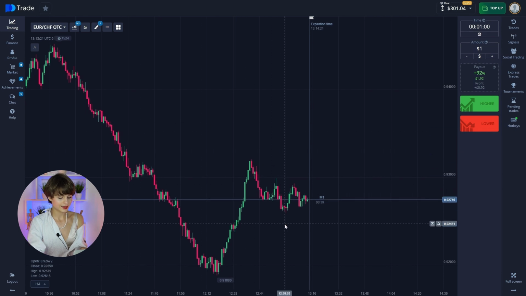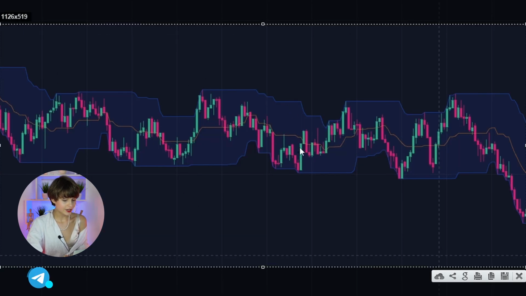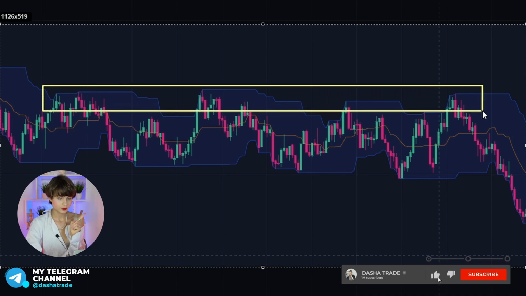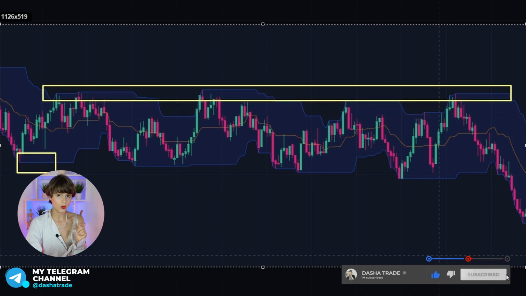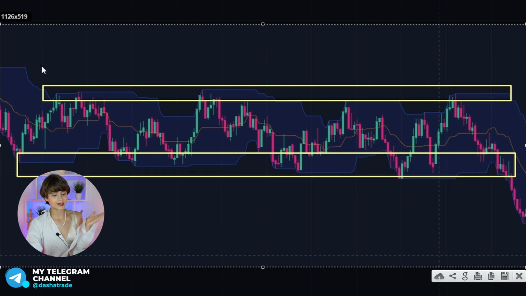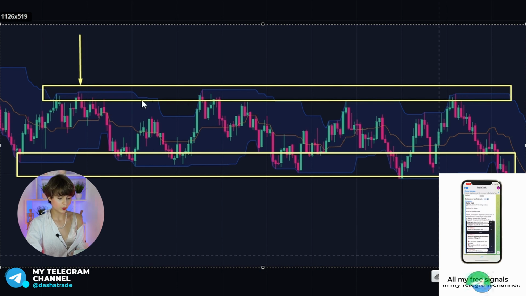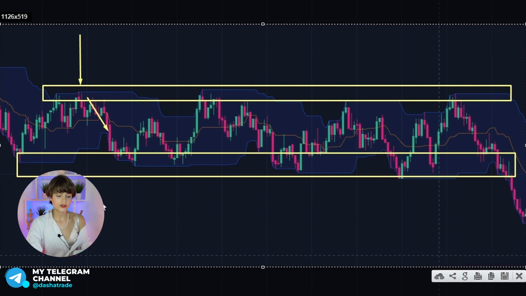Okay, let's set the required indicator. We open this panel and choose the Channel indicator. As we see, this indicator consists of the channel, which is limited by particular borders. And our goal is to watch these borders. These borders show us support and resistance levels. Resistance level is located at the top, and if the price reached the higher border, then we open a deal with lower. If it reached the support level, which is at the bottom, then we open a deal with higher accordingly.